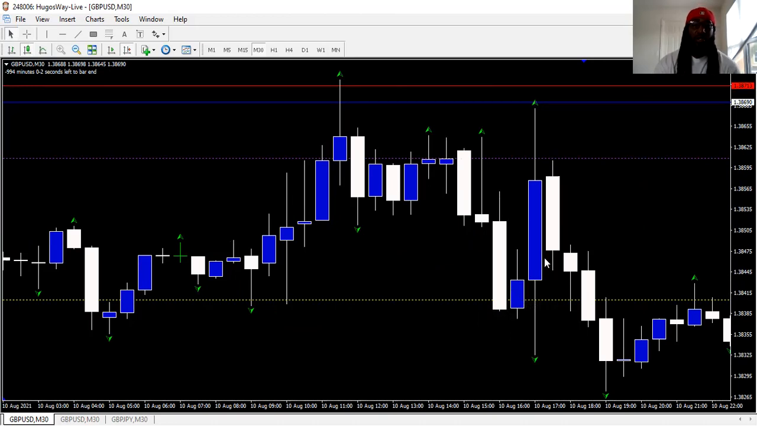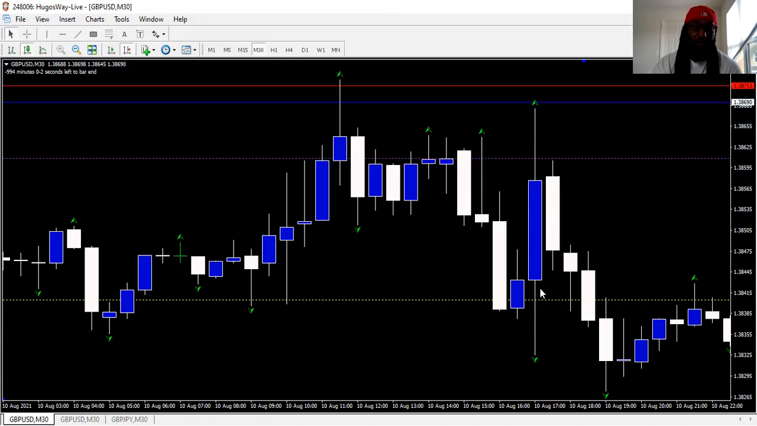So in all this time, all this market is doing right here is just ranging in between this support and resistance. It's just accumulating. As you can see, this market came up, it broke here, retested.